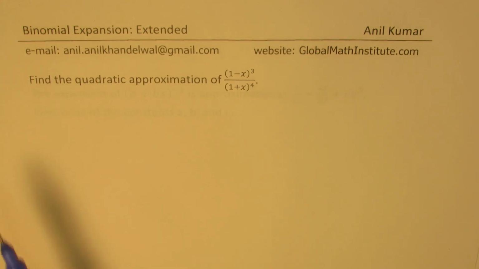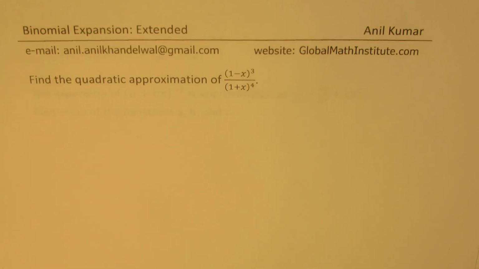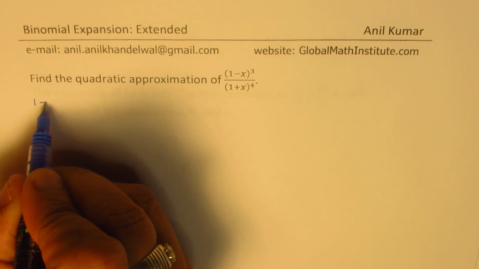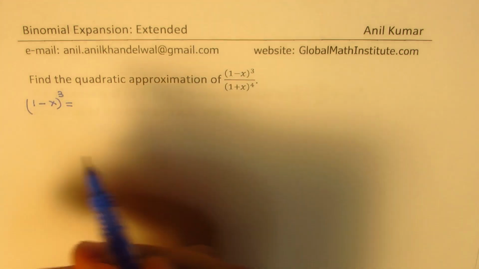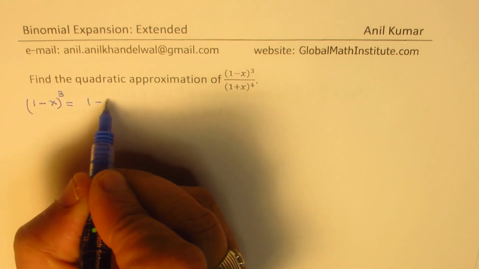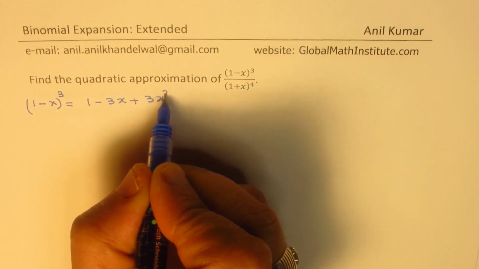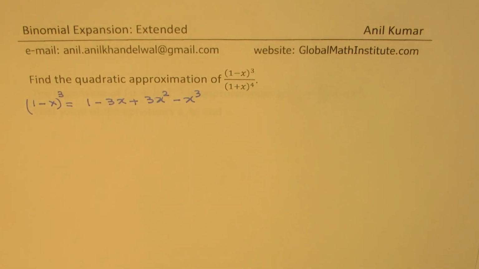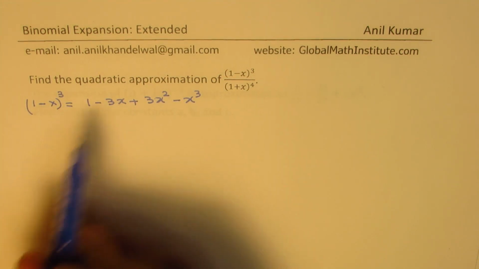Question number 1 is, find the quadratic approximation of (1 - x)^3 divided by (1 + x)^4. Now, we could write (1 - x)^3 using the expansion of (a - b)^3 as 1 - 3x + 3x^2 - x^3, right? So that becomes the expansion of the numerator. That is simple. You could use Pascal's triangle or the binomial theorem to expand this.